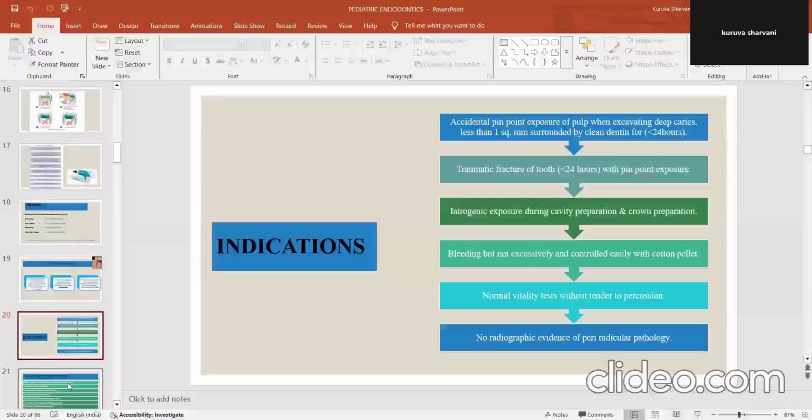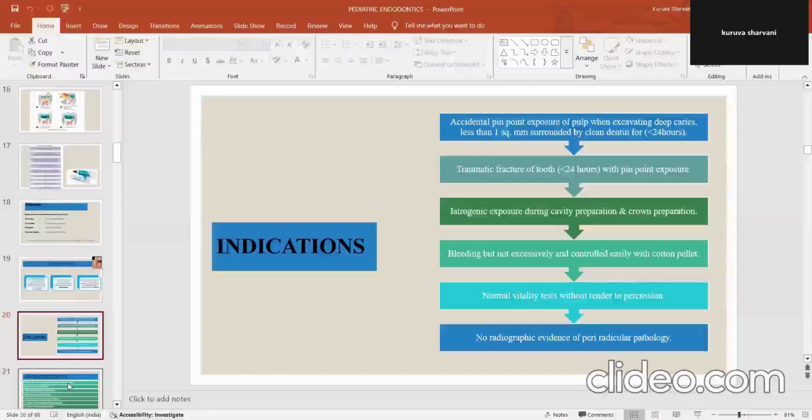And you see, for this pinpoint exposure of pulp, sometimes we may require a vitality test also. But the vitality test immediately doesn't work. It works after 2 to 3 weeks. Initially, what we are going to do is we'll place the medicament.